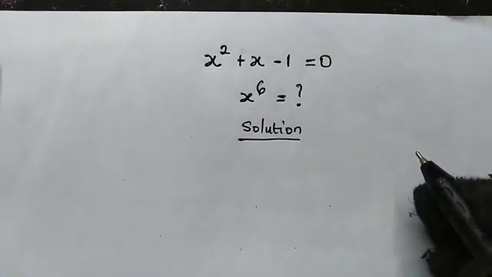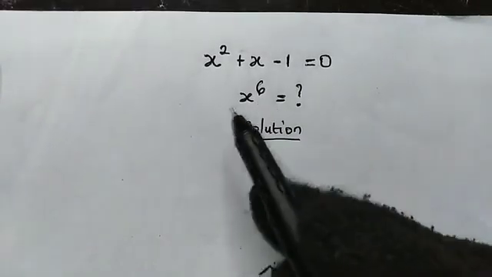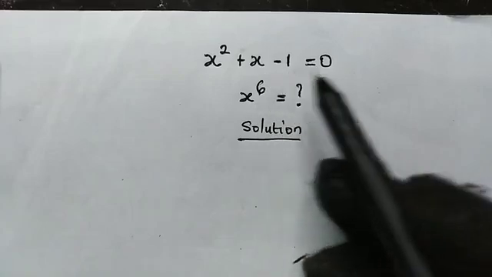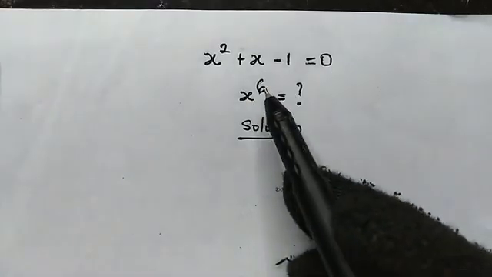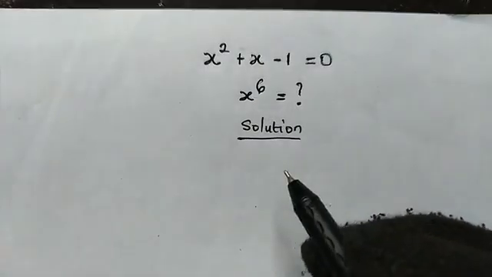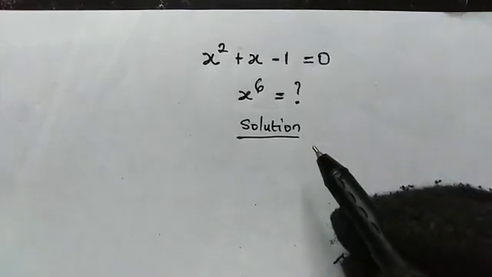Today we have this interesting Olympiad mathematics problem. We're given the quadratic equation x squared plus x minus 1 equals 0, and here we'll be evaluating the sixth power of x. So let's get started.